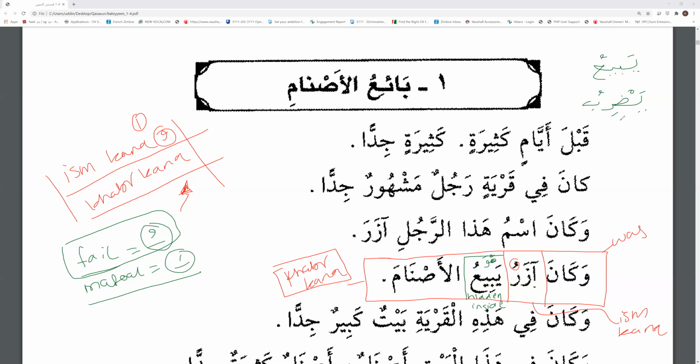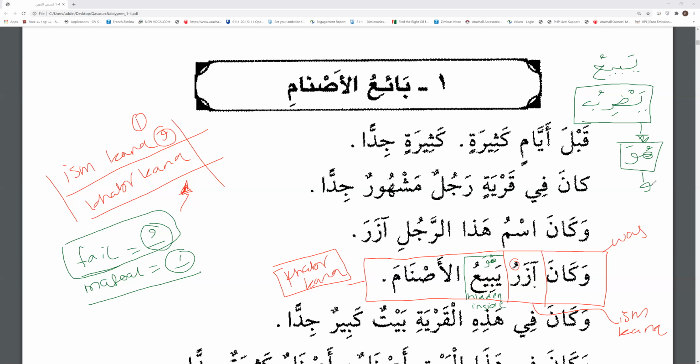Does anyone know what daraba means? To hit. Daraba means hit. And yadribu means he will hit, or he is hitting. Where is the he? Can you see the he in this? No. It's inside. It's huwa. It's the pronoun.